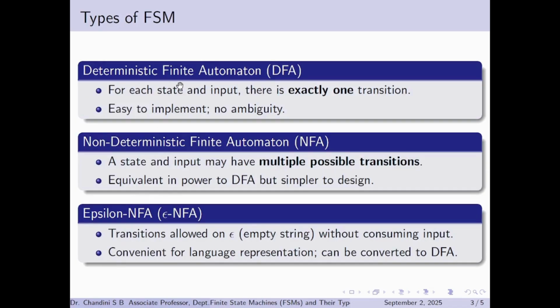The first one is the deterministic finite state machine. Here, for each state and input there is exactly one transition. It is easy to implement and there is no ambiguity. In a non-deterministic finite state machine, a state and input may have multiple possible transitions. It is equivalent in power to a DFA but simpler to design. Epsilon NFA allows transitions on empty strings as well, so without consuming any input we can still make a transition. It is convenient for language representation and can be converted into a DFA.